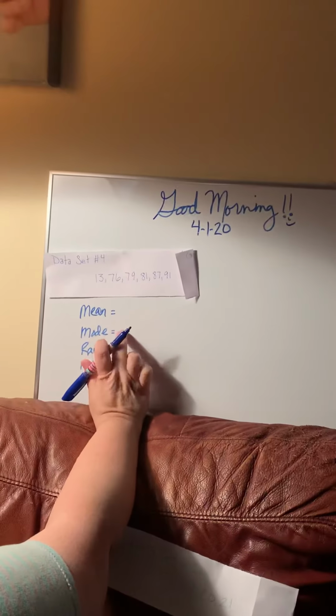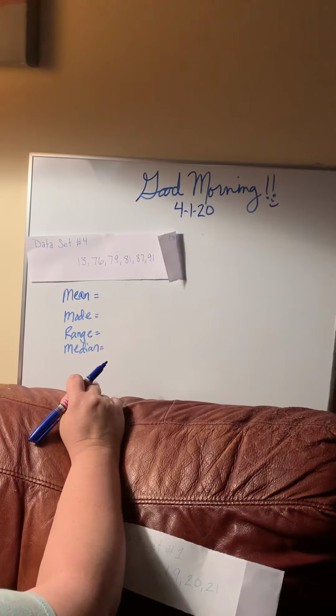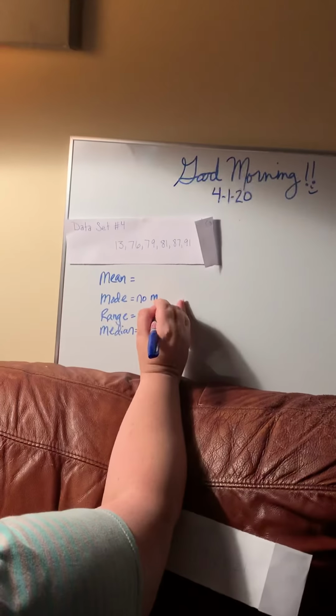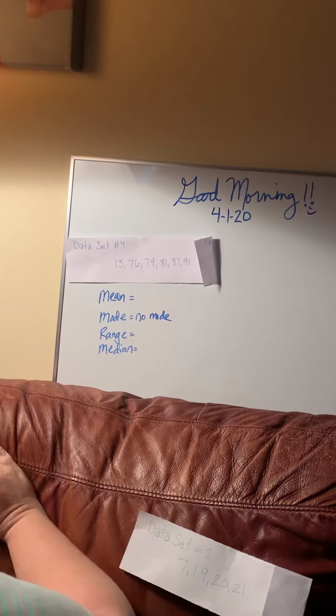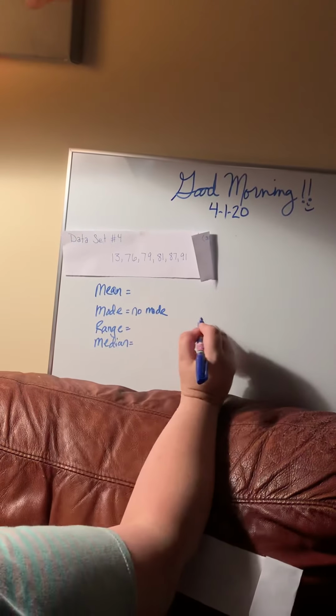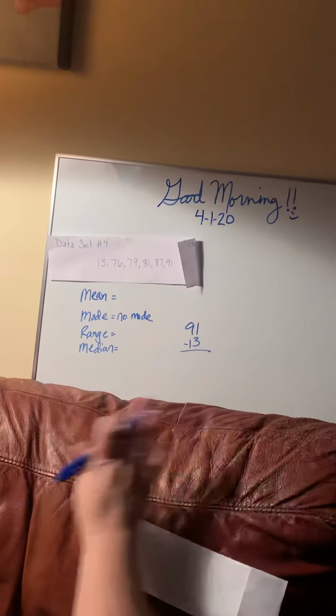To me, easiest is mode, okay? Do we have a mode for this one? We don't. There is no number that occurs more often, so there is no mode on this one, okay? The range, okay? What is the range? Well, 91 is the largest, 13 is the smallest, and in this case, I have put them all in order.